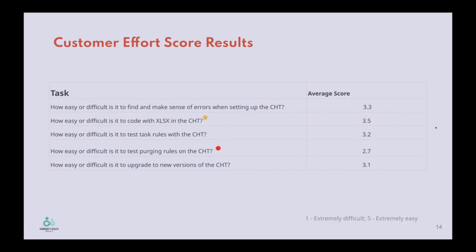The highest rated action was coding in XLS forms, while the lowest rated action in the survey was testing purging rules. These results will just help us in better understanding the difficulty of some of the issues we've been hearing so far from our users through the research we've been conducting. And it also helps us as we move forward in prioritizing some of these issues and knowing what to work on next for the CHT.